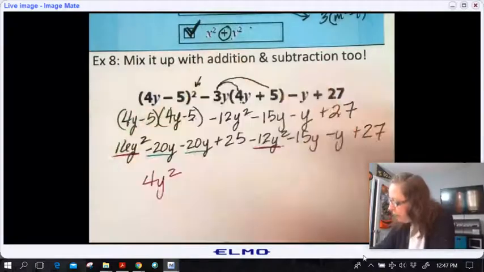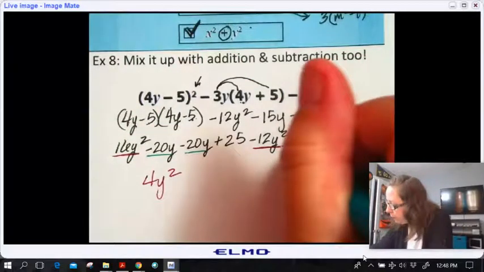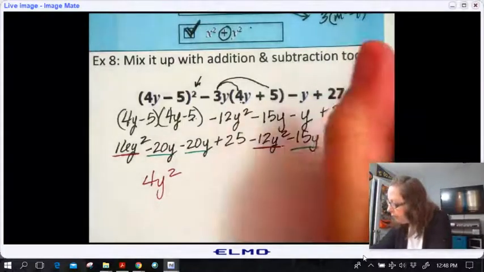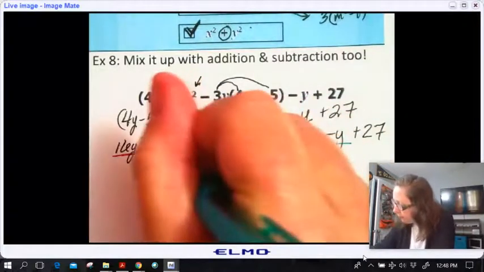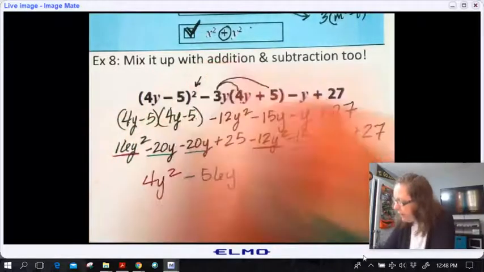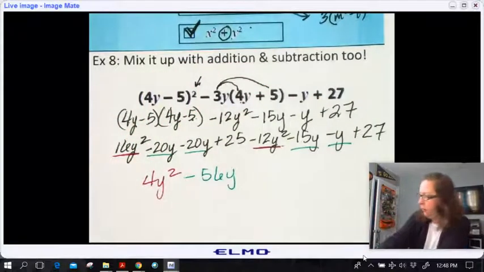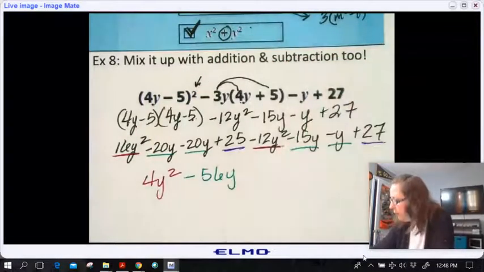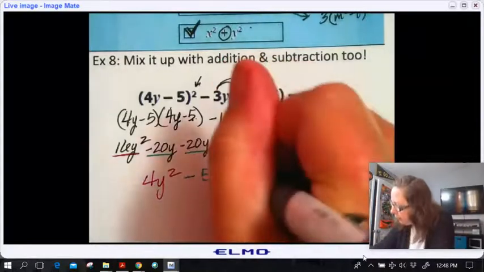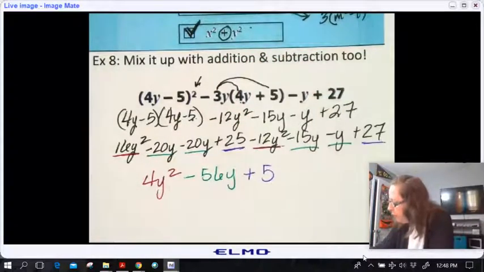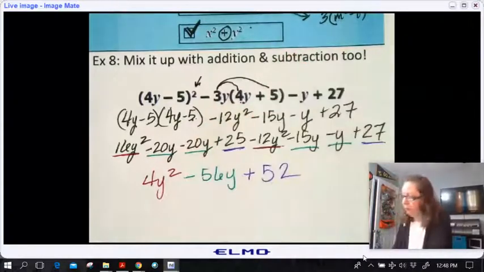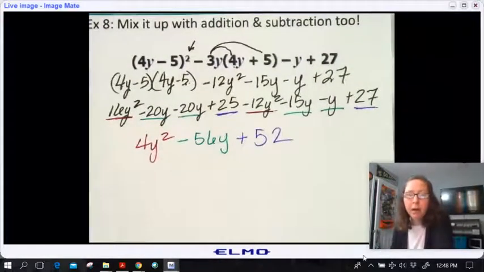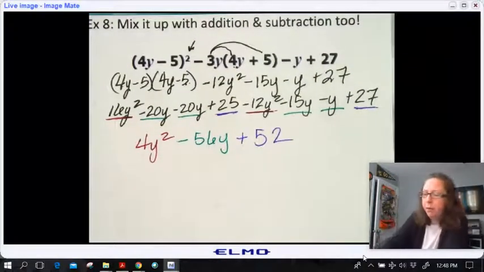Negative 20 and negative 20 is negative 40. Minus 15 more is negative 55. Negative 56. Ooh, negative 56y. And then I'll switch to purple. I have positive 25 and positive 27. That is going to give me a positive 52. Positive 52. All right. So now I am ready to factor.